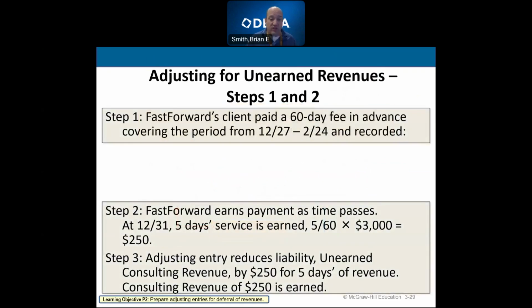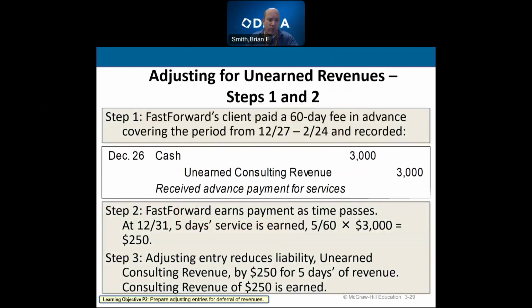So let's have a look at this. A client paid us a 60-day fee in advance, covering December 27th through February 24th. So what are we doing at the end of that month? Well, in this case, they want to show that we're taking the $3,000 that I guess we got paid. Oh, and here's our receiving of it. Step one, we received it, debiting cash 3,000, crediting unearned revenue 3,000.